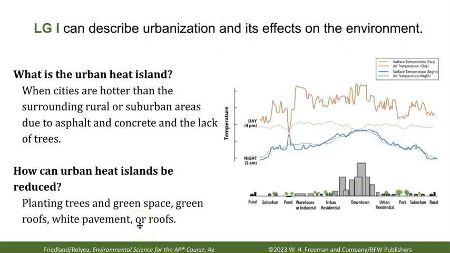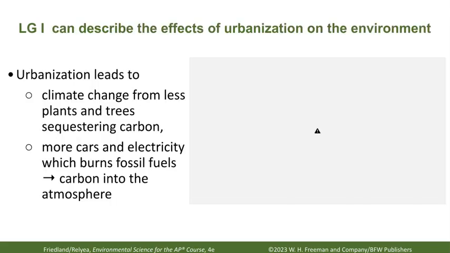Okay, so here's some more impacts on the environment of urbanization. An urban heat island is when cities are hotter than the surrounding rural or suburban areas due to more asphalt and more concrete and the lack of trees. So you can see that this is a graph of temperature, and this is the city, and you can see it's higher here in the city compared to the suburbs or the rural or the pond or whatever. How can we reduce urban heat islands? We can plant more trees, we can create green spaces, we can create green roofs, we can use white pavement instead of black asphalt, we can paint our roofs white. Those are all things that can reduce urban heat islands.